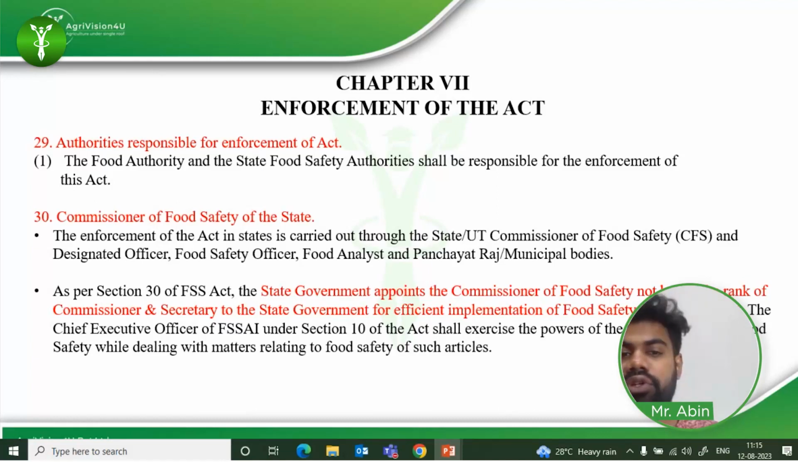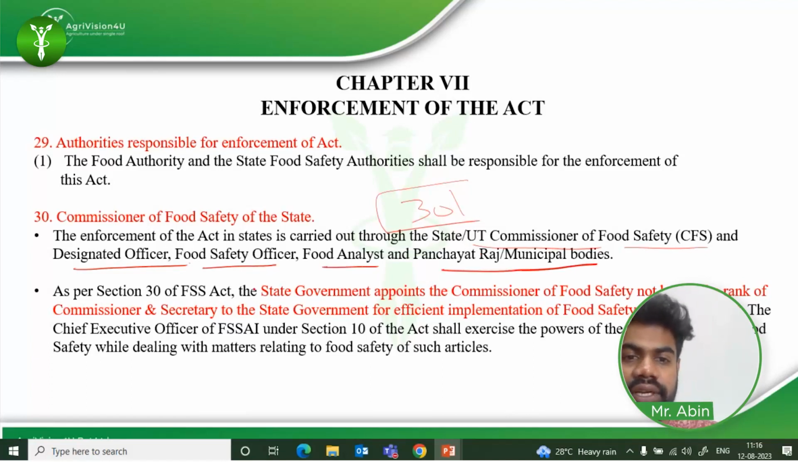I have already told you who all come under the Food Authority, and who all come under the State Food Safety Authority. Section 30 is from the state food safety level. Section 30 is for the Commissioner of Food Safety of the state. Each state and UT will have a Commissioner of Food Safety, and under him there will be designated officers, food safety officers, food analysts, and Panchayati Raj or municipal bodies. The DO, FSO and food analysts are appointed as given in the provisions of the Act. But Panchayati Raj and municipal bodies, like health officers and other officers, as we have seen, are also aligned with enforcement of the Act.